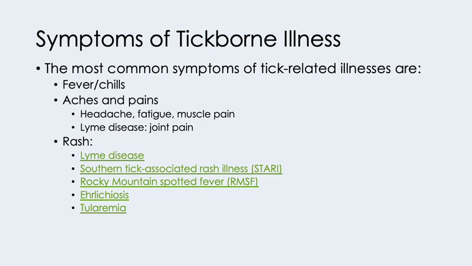Lyme disease, southern tick-associated rash illness, Rocky Mountain spotted fever, ehrlichiosis, and tularemia are all associated potentially with different patterns of rashes. If you get into this slide document and click on these different links, it will give you specific photos of what these different rashes look like, and some of them are going to be very obvious in the case of potentially Rocky Mountain spotted fever, Lyme disease. Those have hallmark patterns that help identify, but in some cases the rash is a little bit more nonspecific.